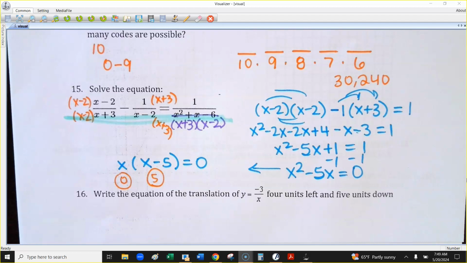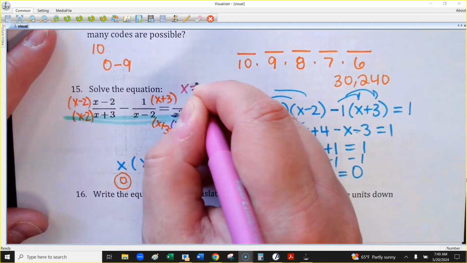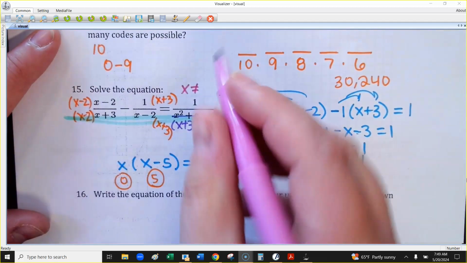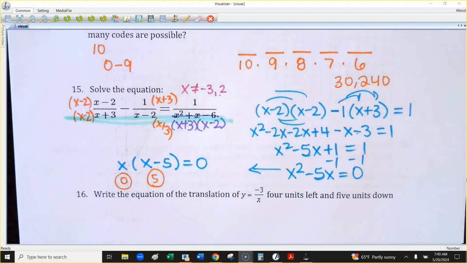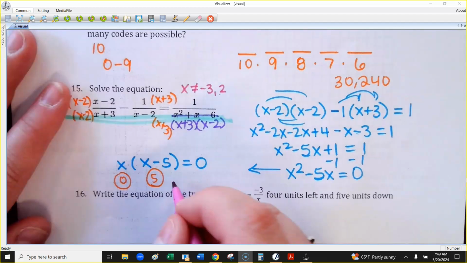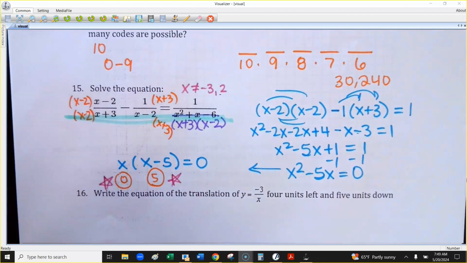Now, before we for sure write those answers, this is a situation where you could have an extraneous solution. So I'm going to look at the original problem real quick. My restrictions on this would be negative 3 and positive 2. So just make sure that the answer you get is not something that would make a denominator 0. In this particular case, we're good. Both of these work. Neither one of these would plug in to make a denominator 0. So this question would have 2 answers. Does anybody have a question?